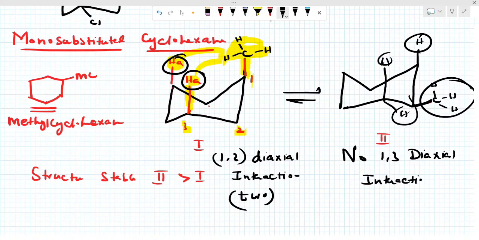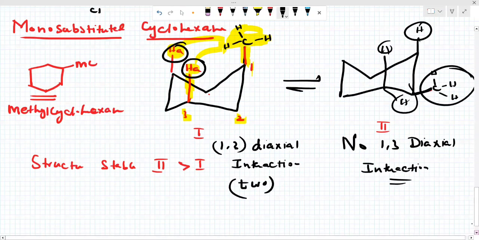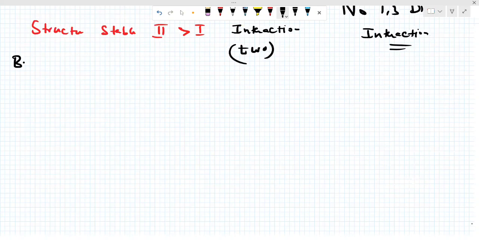Listen, whenever the interaction happens, the molecule becomes less stable. Therefore, structure 1 has two 1,3-diaxial interactions, and structure 2 has no 1,3-diaxial interaction. Therefore, structure 2 is always more stable than structure 1. Whenever there is a bulky group, which position does it prefer? It always prefers the equatorial position. Very, very important, please note. The bulky group prefers to occupy the equatorial position.